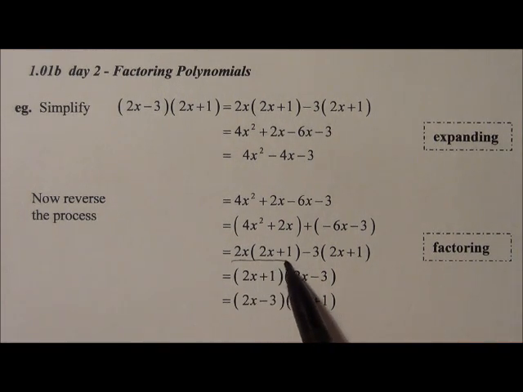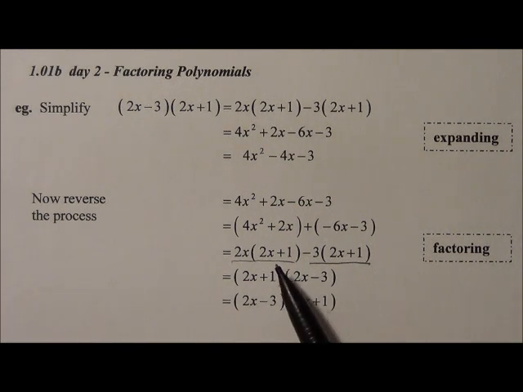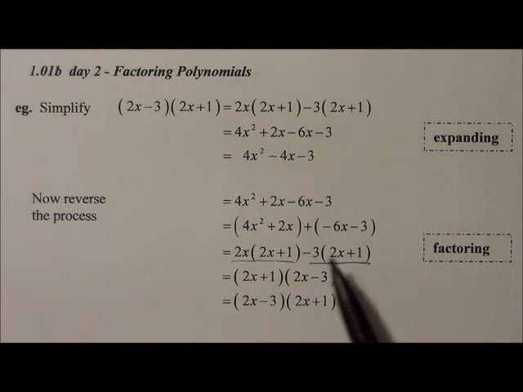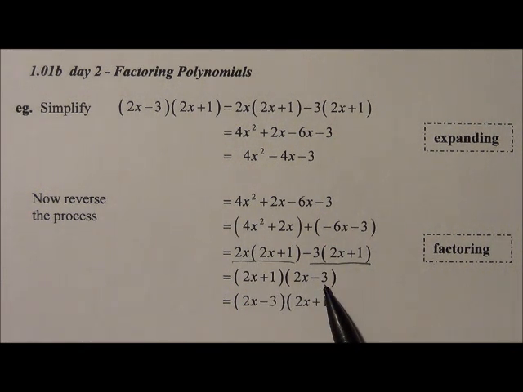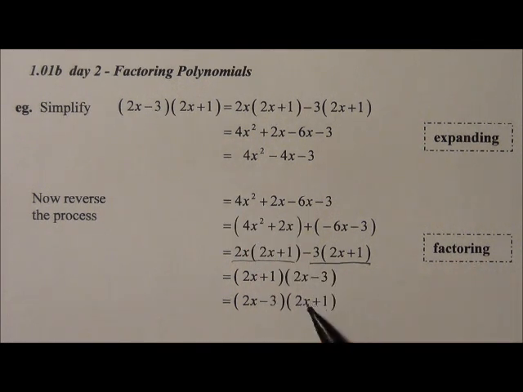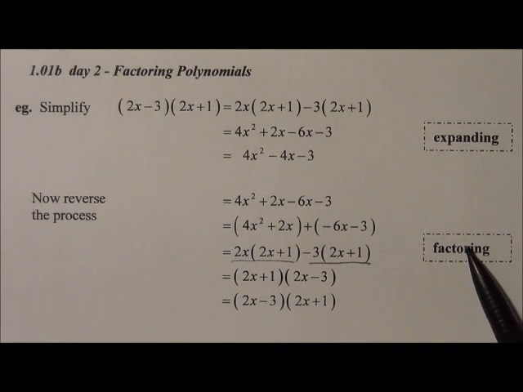And so then here we see we've got two terms remaining, 2x times 2x plus 1 and negative 3 times 2x plus 1. We'll factor out what's common, and the common thing between those two terms is the bracket, which is 2x plus 1. So that comes out front, and what's remaining then is 2x minus 3. And then I'll just flip that around to give me the same form as we had at the beginning. Okay, so expanding is multiplying and factoring is dividing.